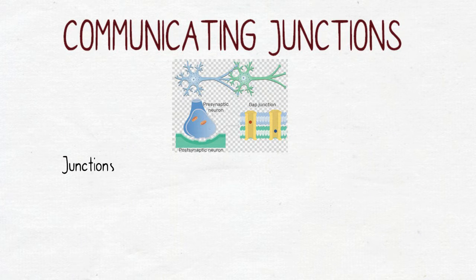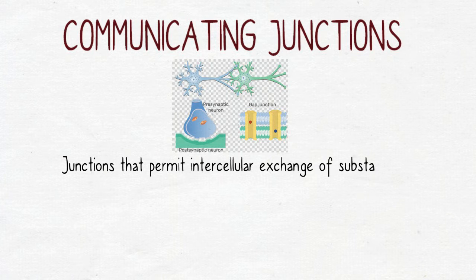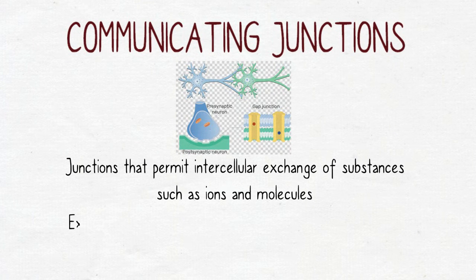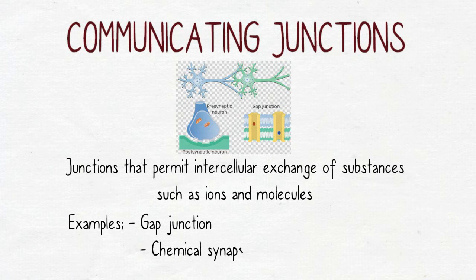The next category of cell junction is the communicating junctions. These permit the intercellular exchange of substances, that is to say, movement of ions and molecules from one cell to another. Examples of communicating junctions include gap junctions and the chemical synapses.